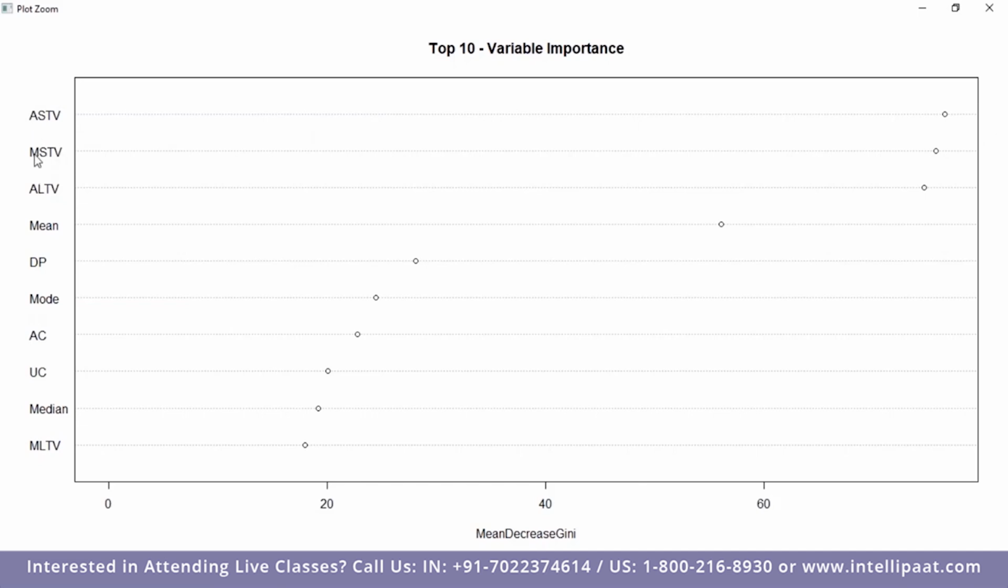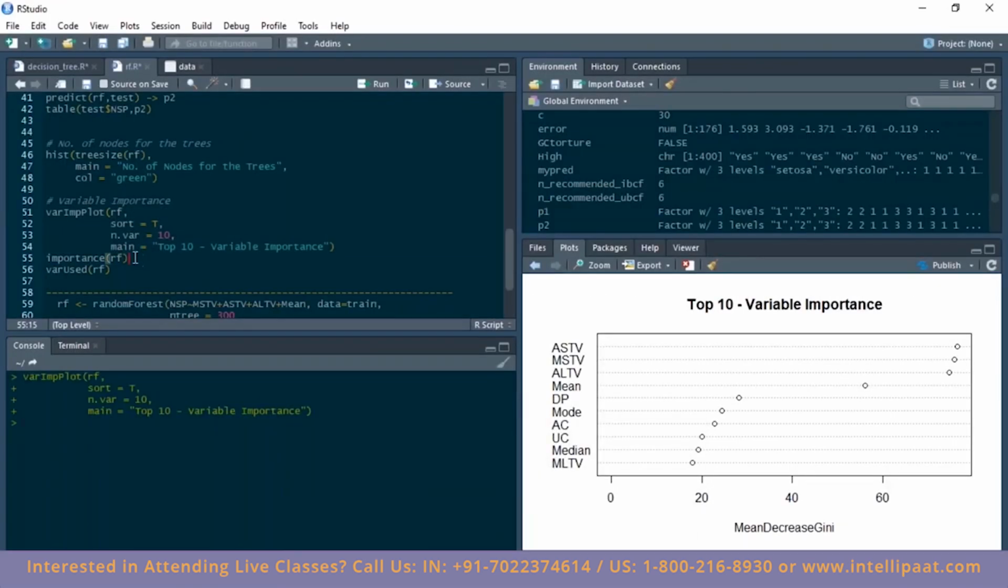After that, the next most important is MSTV, then we have ALTV, right? So we see that these 4 are the most important. After that, there is a significant gap between mean and DP. So what we can conclude is the major variables from this are ASTV, MSTV, ALTV, and mean. Right. So Sanjeev, this is how we can find out the relative importance of the variables. So if I want output on the R screen, I'll just use the importance function.